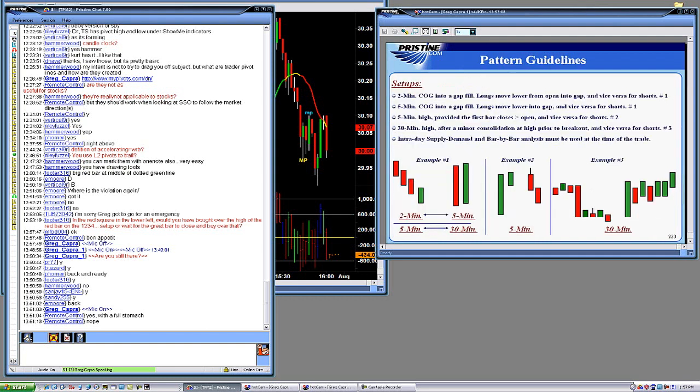So we're going to define various setups, and while these can provide us guidelines, the bar-by-bar analysis that we covered, however patterns form on any given day, will guide us as to whether we should be entering or not, and help us formulate a strategy.